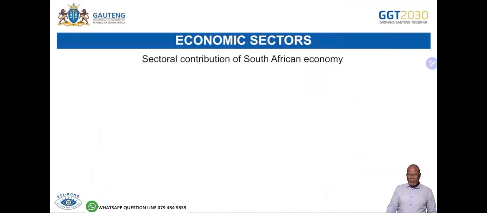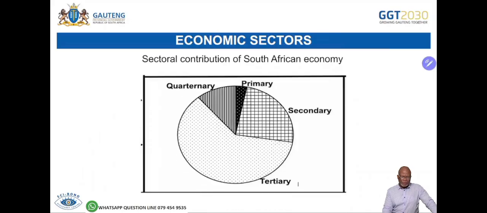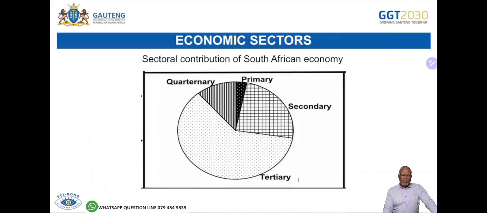Now, let's look at the sectoral contribution to the South African economy. So each sector is contributing differently because each sector produces different value products. The products or the value of products from primary sector, secondary sector, and tertiary sector vary. So now the sector that contributes most to the economy of a country will be tertiary sector. Why? Because tertiary sector is the one that is providing services.